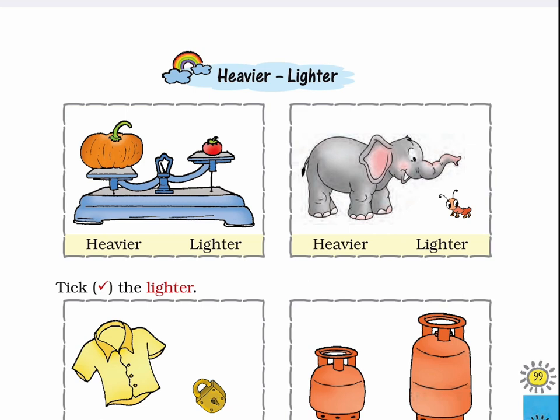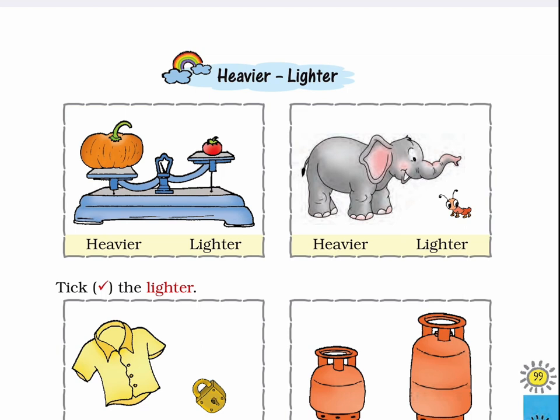Part 1 is solved as an example. Part 1, picture 1 shows a weighing scale. A weighing scale is a machine that is used to measure or compare the weight of objects.